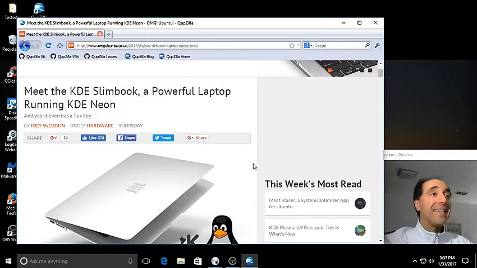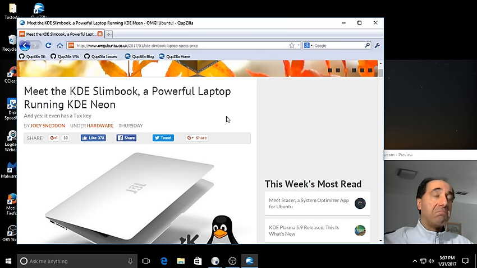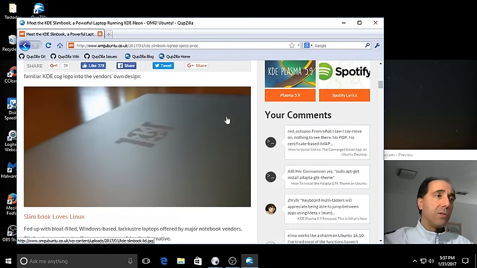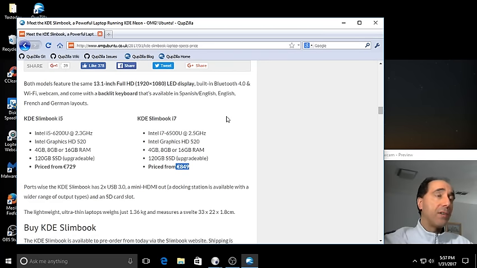This is called the KDE Slimbook, and it's running KDE Neon, somewhat of an unusual pick for a machine that I think is targeting the computer masses. But let's scroll down to the specs. The specs aren't bad. You have either an i5 or an i7, Intel graphics, of course, starting at 4 gig up to 16 gigabytes of RAM, starting with the 120 gigabyte SSD drive.